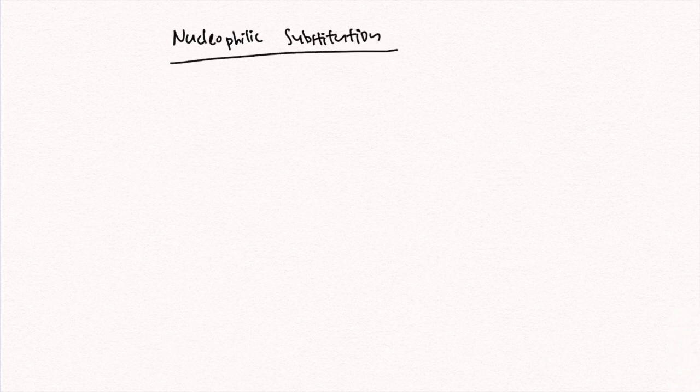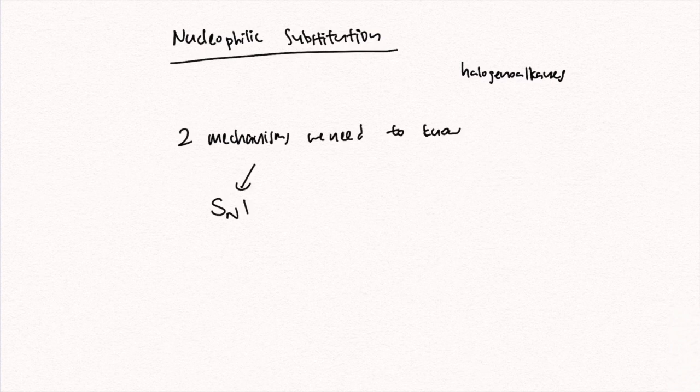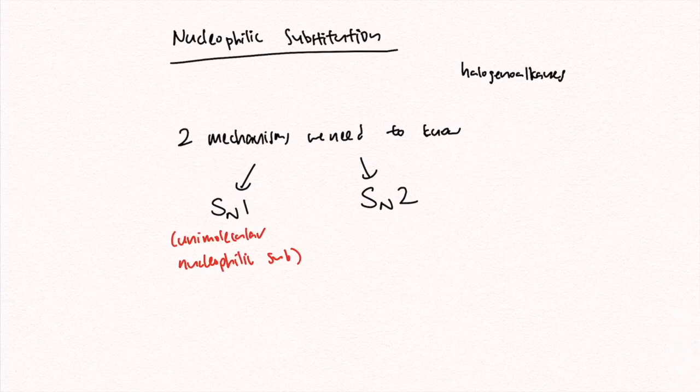Now, the fourth reaction mechanism that we will need to know will be nucleophilic substitution. In our syllabus, we are mainly tested on the nucleophilic substitution of halogenoalkanes. There are two mechanisms that we will need to know for this. Firstly, SN1 and secondly, SN2. SN1 is basically a unimolecular nucleophilic substitution reaction, which is the reason for the 1 in SN1. And SN2 in this case would be the bimolecular nucleophilic substitution reaction.